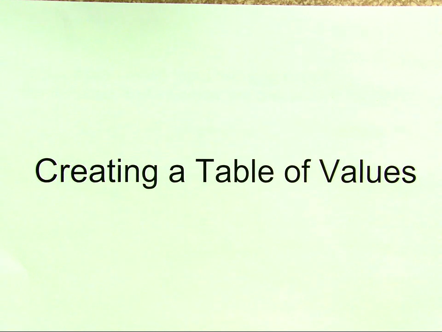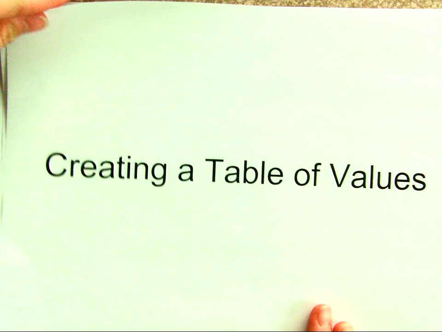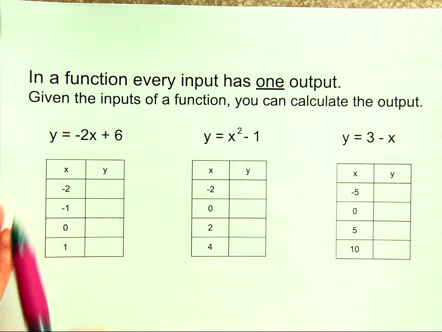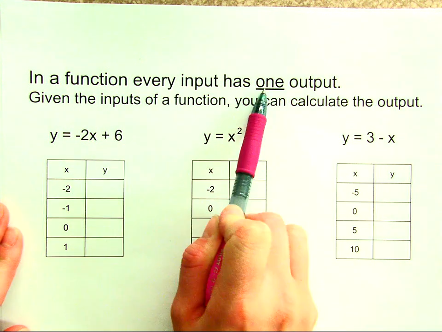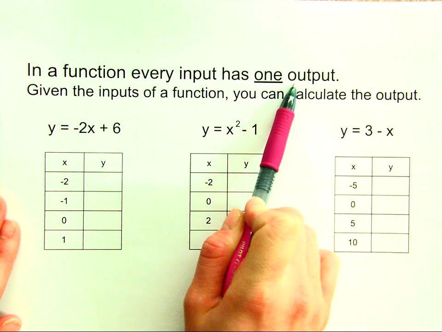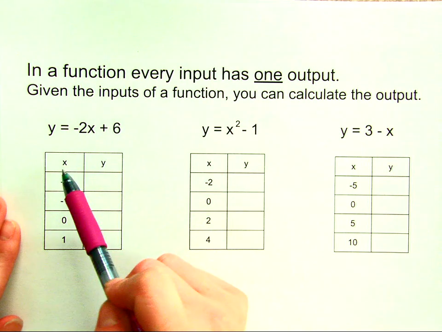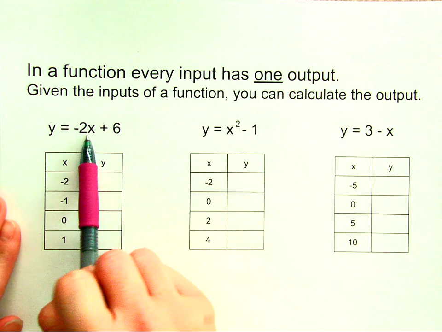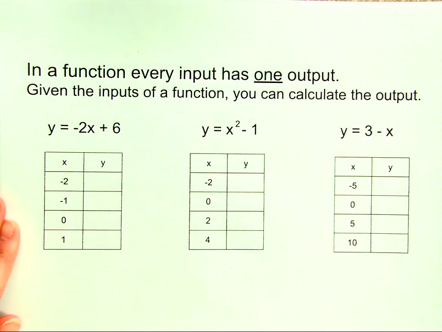Alright, so in this video we are going to be creating a table of values from an equation. Okay, so remember, a function, every input has one output. So that means with each of these equations we're assuming that every input is going to have one output because these equations, I'm telling you, are functions.